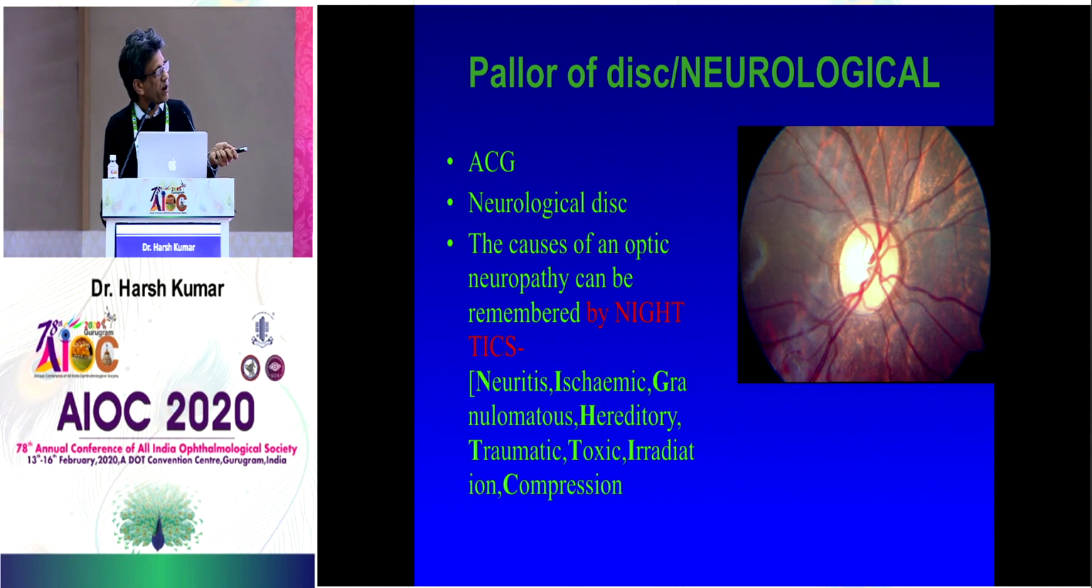Very, very important. If it is a pale disc, and there is not much cupping, it is not looking like a glaucomatous disc. So what could it be? It could be angle closure. Angle closure has very shallow cups. So go back, look at your gonioscopy again. Or it could be a neurological disc, for which Knight tick says a mnemonic. So it could be neuritis, ischemic, granulomatous, hereditary, traumatic, toxic, irradiation and compression.